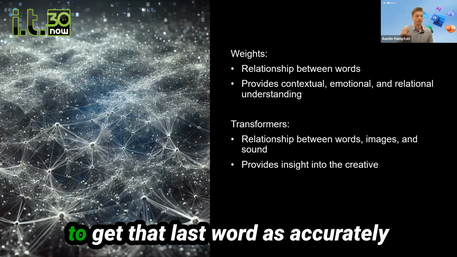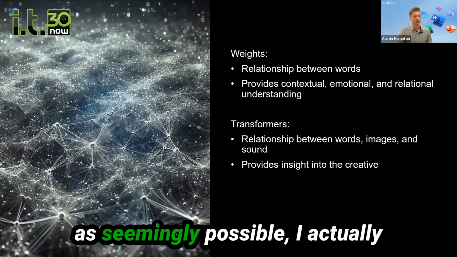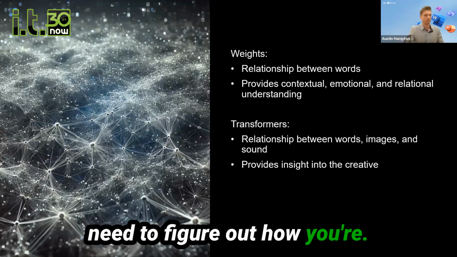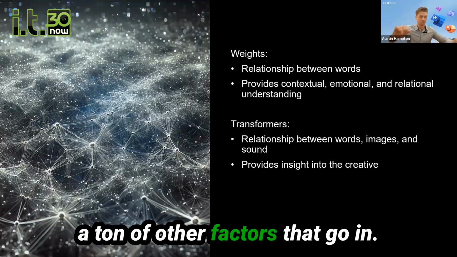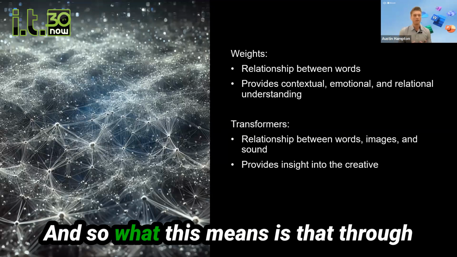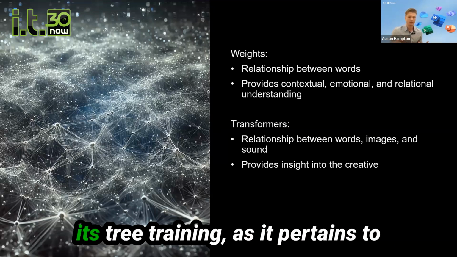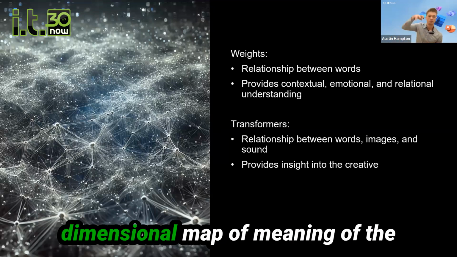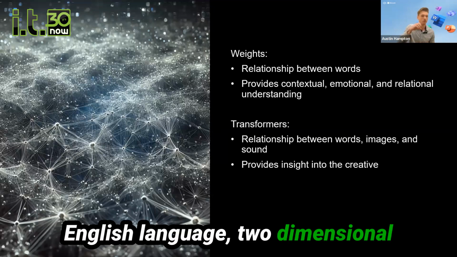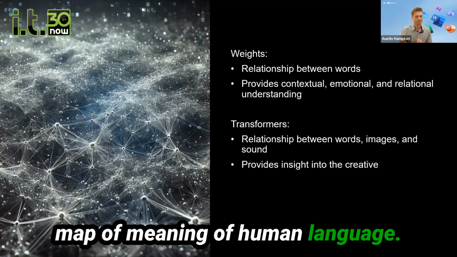If that's true, and I'm trying to get that last word as accurate as humanly possible, I actually need to figure out what your emotional state is, because that's going to be a factor. And there's a ton of other factors that go in. And so what this means is that through its training, as it pertains to weights, it was able to develop a two-dimensional map of meaning of the English language. Two-dimensional map of meaning of human language.